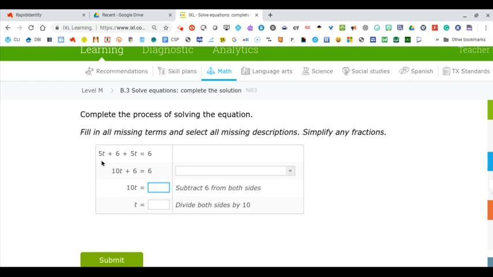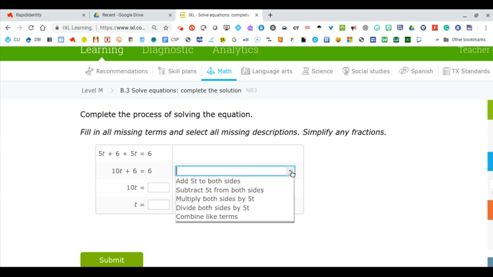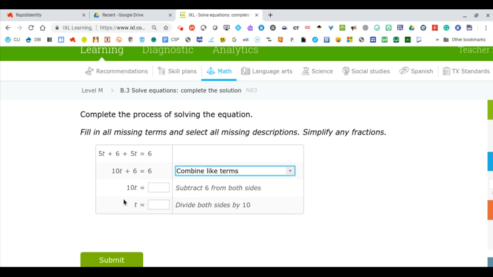And for this question, you can see here has a 5t and 1t, and that means we put them together. We call it combine like terms because they are the same terms, same kind of terms. And then here has subtract 6. So 6 minus 6 will be 0. Again, 0 divided by any number is still 0.